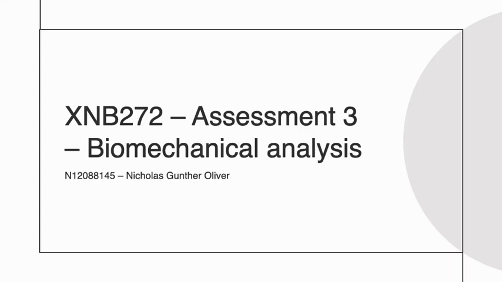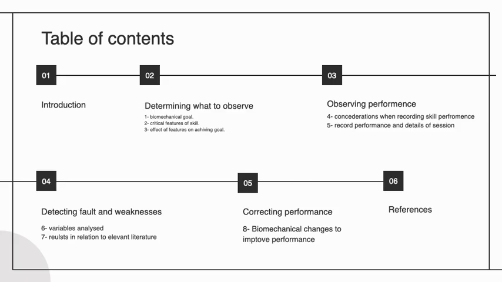This is XNB272, Assessment Item 3, the Biomechanical Analysis. This is my table of contents. For the biomechanical analysis, I chose the block start in track and field, which is often seen in races of 400 meters and below.